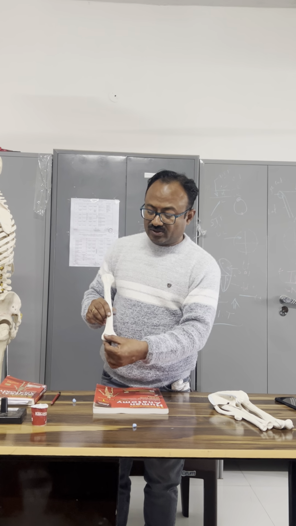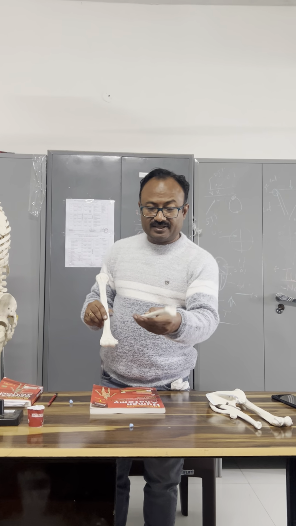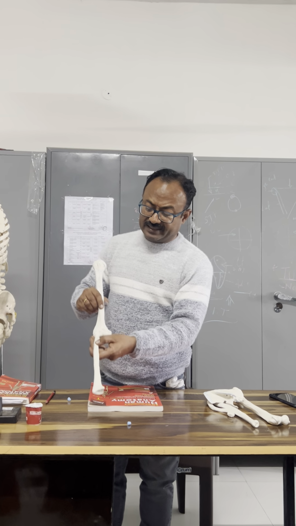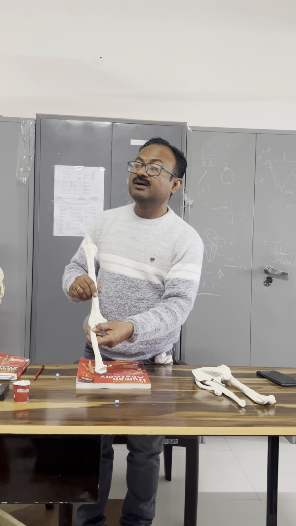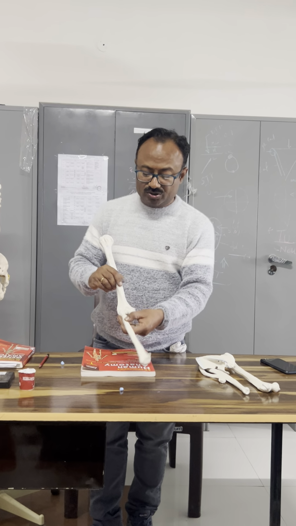rounded part that is called as capitulum, articulates with the head of the radius bone. This is the radius bone. So this is the head of the radius bone. Capitulum articulates with the head of the radius bone and forms the elbow joint. Right? What will it form? Elbow joint.